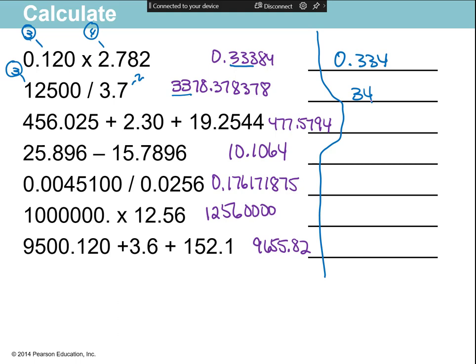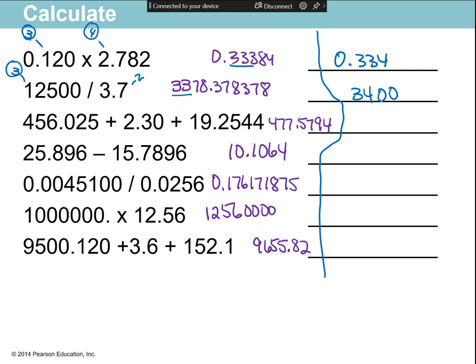So am I going to leave it 34? Look where my decimal is. 2 zeros. So do you see that's 3,378? So I do end up rounding the 3 to a 4, but I got to add those 2 zeros to show the size of the number. So now it's 3,400 rounded up.